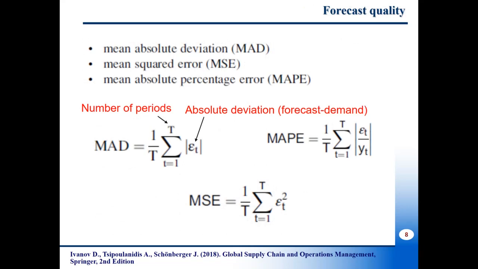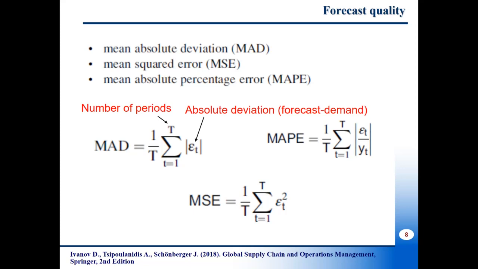This slide shows how to measure forecast quality. There are three metrics to be introduced in this session. First, mean absolute deviation. Second, mean squared error. And third, mean absolute percentage error.